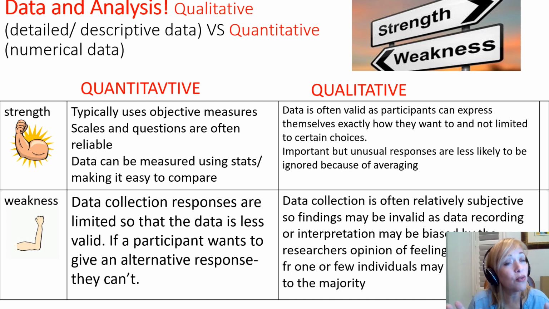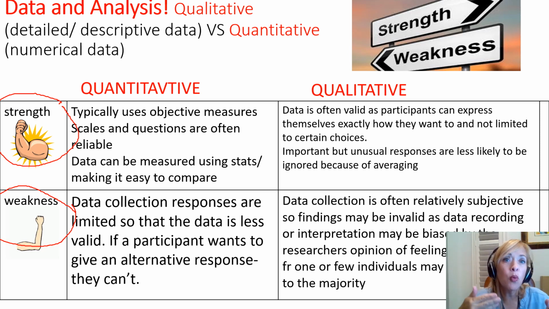Now here is a great little chart that gives you the strengths and weaknesses of both quantitative and qualitative data. And in our 12 core studies, we will be experiencing a little bit of both. Your job will be to look at a study and point out what is the quantitative data, like the numbers, and what is the qualitative data, like the depth of the information.